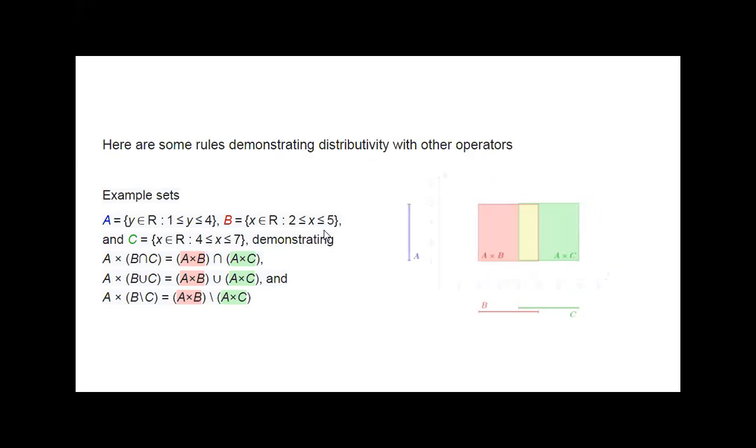Then the distributivity law is there. We can also see it with the help of this diagram. We have demonstrated this already, taking the three sets A, B, and C. A is 1, 2, 3, 4, B is 2, 3, 4, 5, and C is 4, 5, 6, 7. Okay.